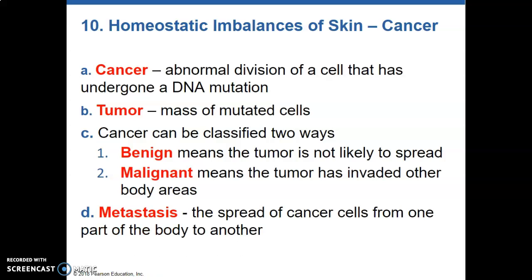Finally, in the process of malignant tumors spreading from one site to another, the process called metastasis can occur. The word metastasis means the spread of cancer cells from one part of the body to another part of the body.